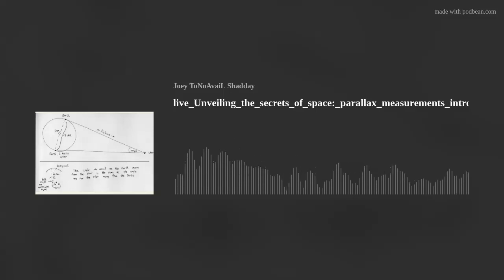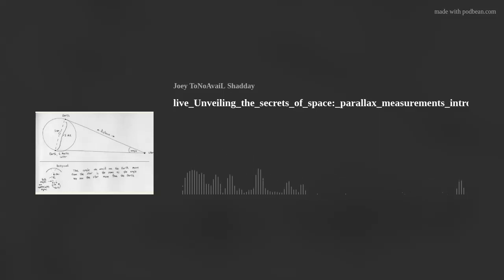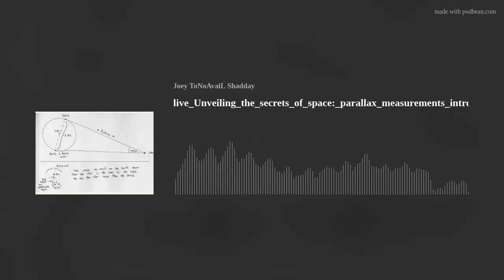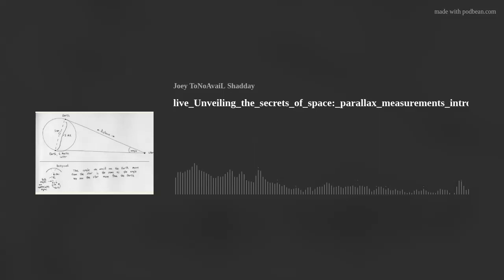Using your finger and closing one eye is a great example. The closer you have it, the bigger the triangle, so the closer it is. The parallax angle can be used to calculate the distance to the celestial body using simple trigonometry. The smaller the parallax angle, the greater the distance to the object.